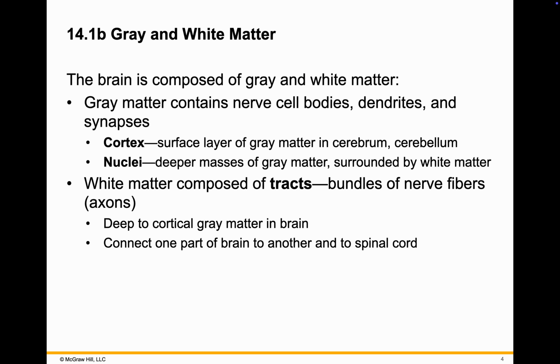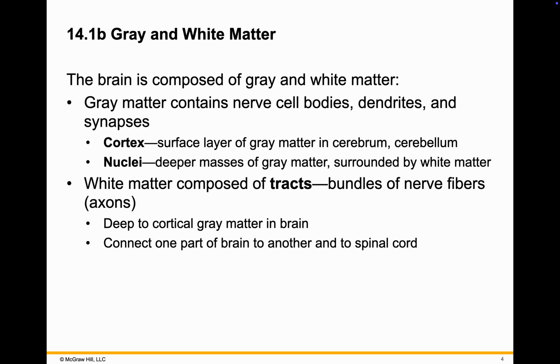So the brain is composed of gray and white matter. The gray matter has the nerve cell bodies, the dendrites, the synapses. Most of that is on the cortex, the surface layer of the gray matter, in the cerebrum and the cerebellum. Deeper than that, when we have gray matter, we refer to them as nuclei in the central nervous system, where we call them ganglia in the peripheral nervous system.